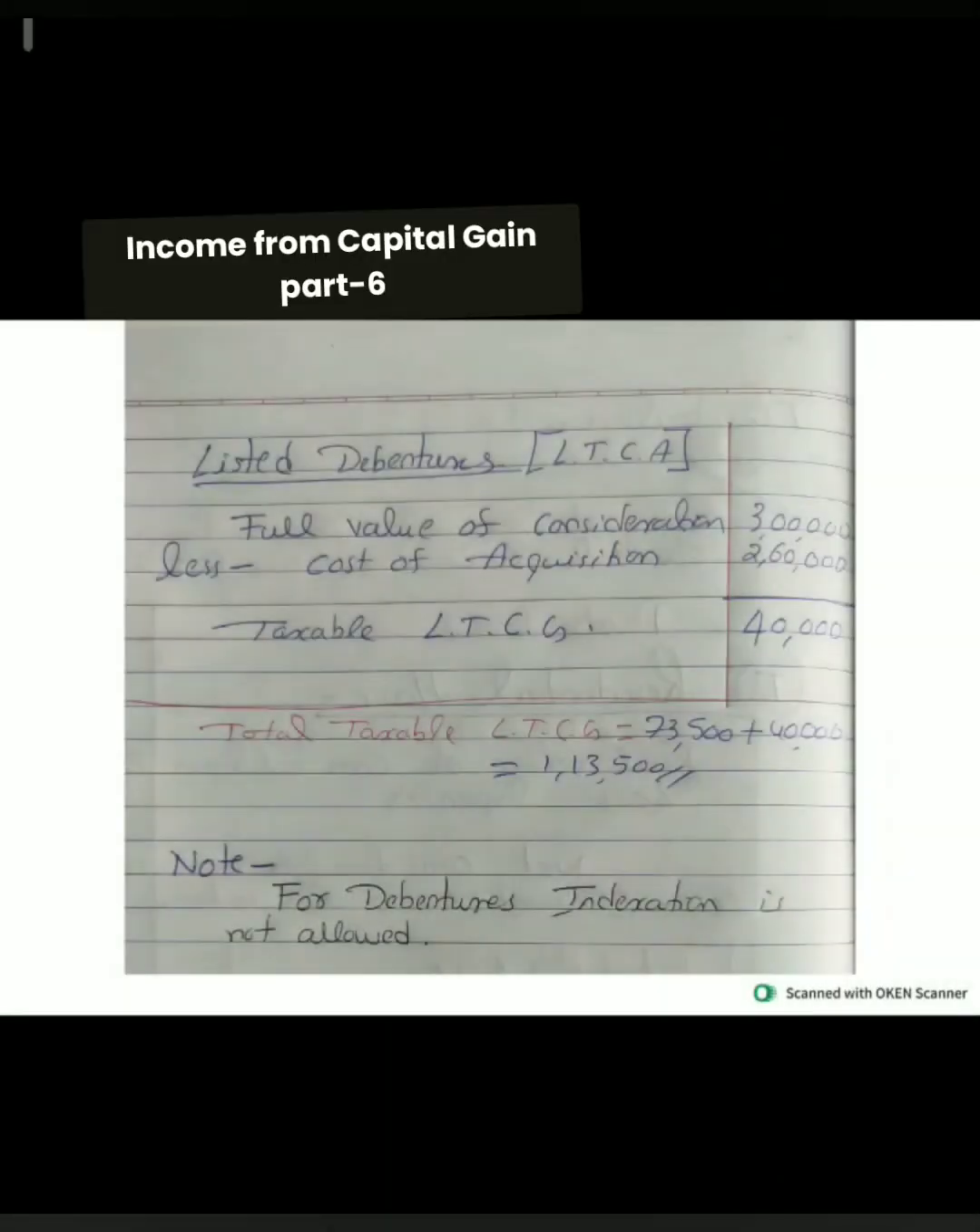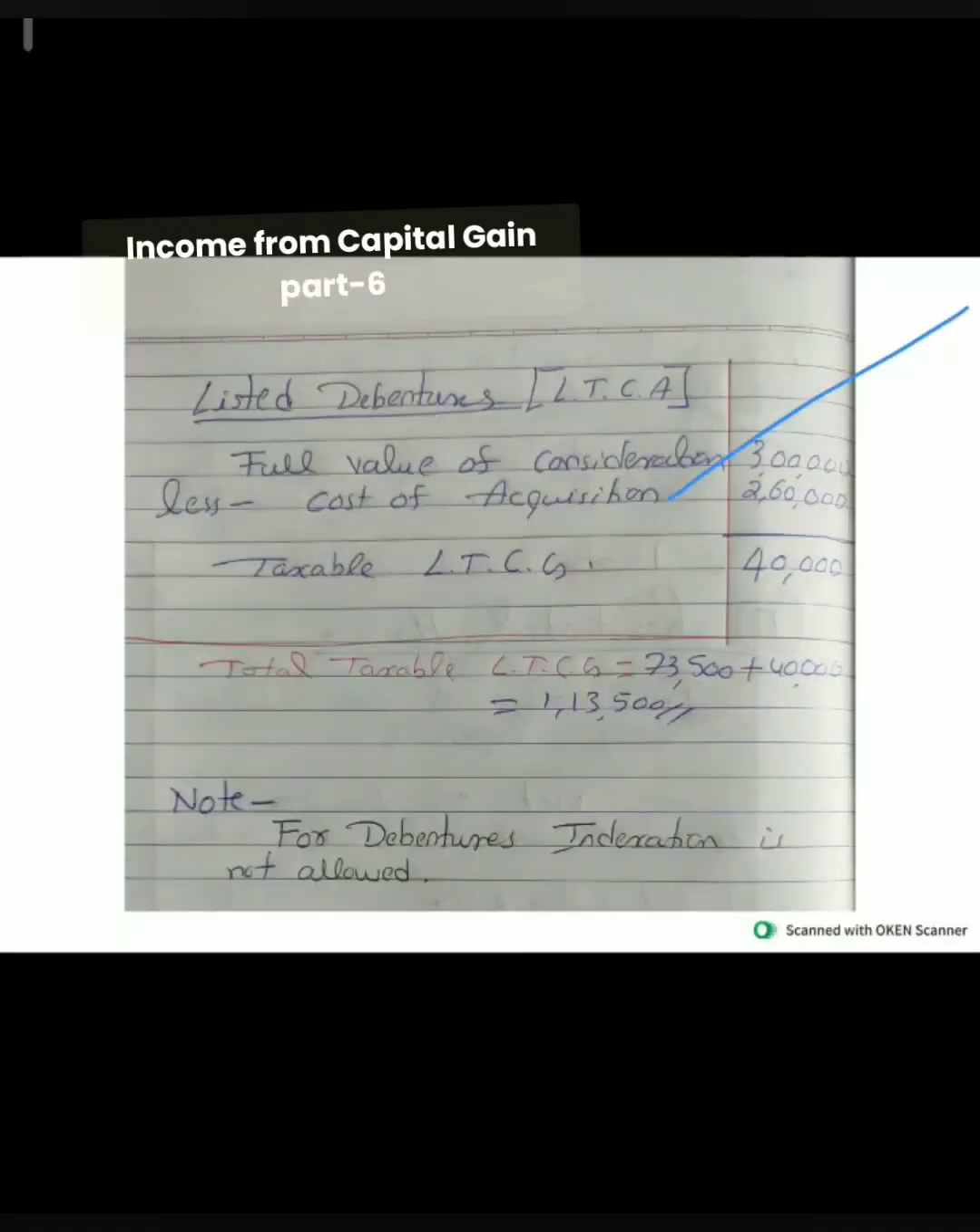The next asset is a listed debenture. This is also a long-term capital asset. Full value of consideration is 3 lakh, less cost of acquisition. So here the listed debenture is a long-term capital asset, even though no indexation is allowed. For debentures, indexation is not allowed. So you simply have to deduct the cost of acquisition amount directly, 2,60,000. So the taxable long-term capital gain in case of the listed debenture is 40,000.